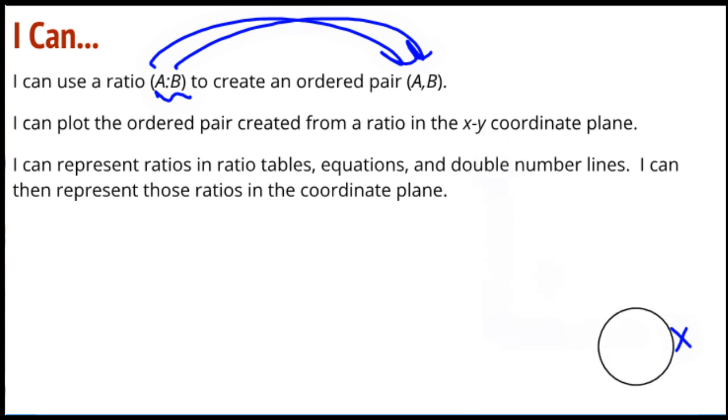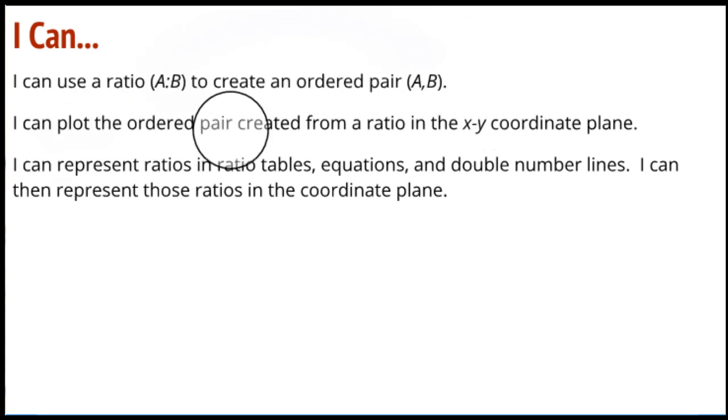So we are going to use ratios and put points on the coordinate plane, and we're going to see what happens. And that's what plot means, put them on the coordinate plane. I can represent ratios in ratio tables, equations, and double number lines. So we're going to use our different strategies for equivalent ratios.